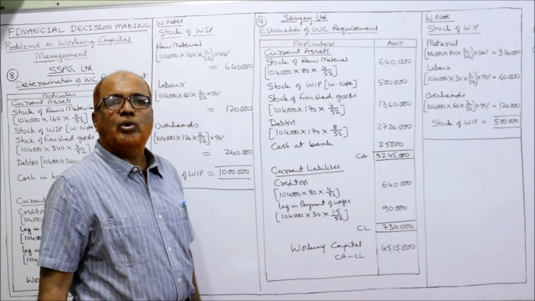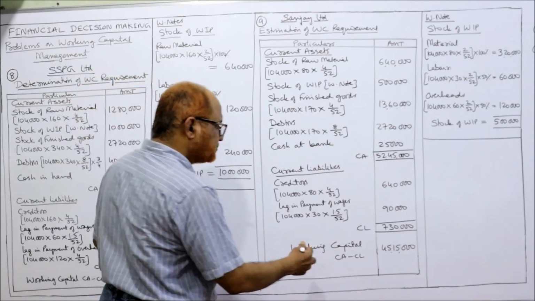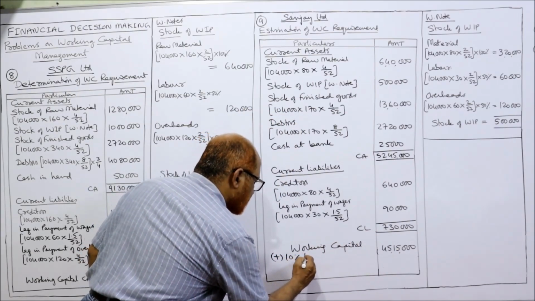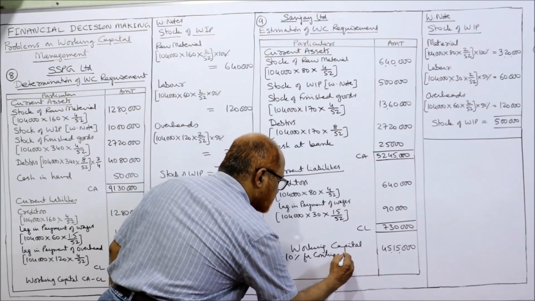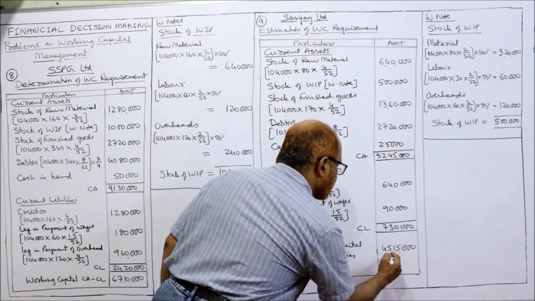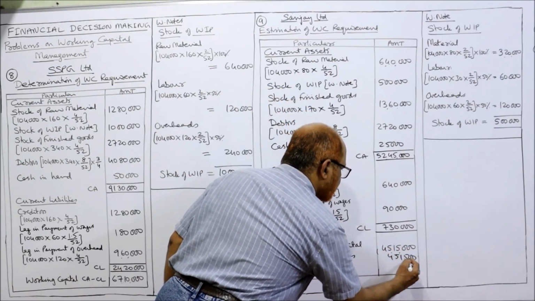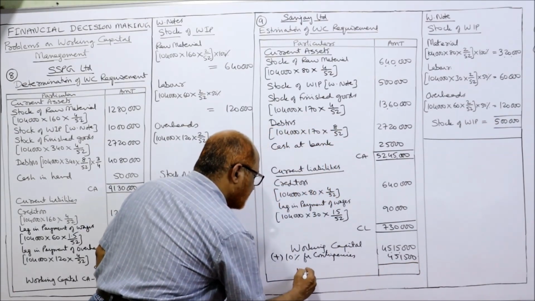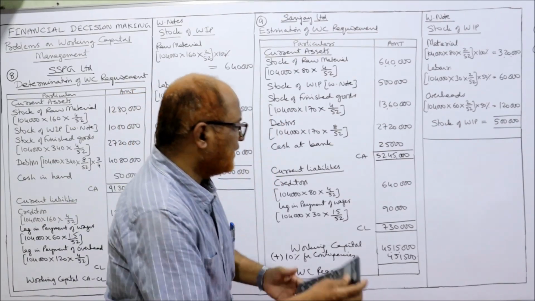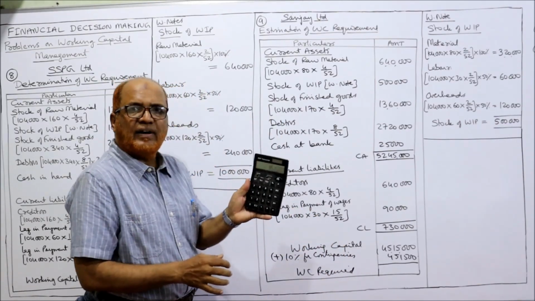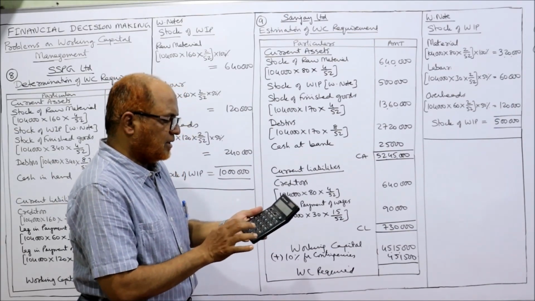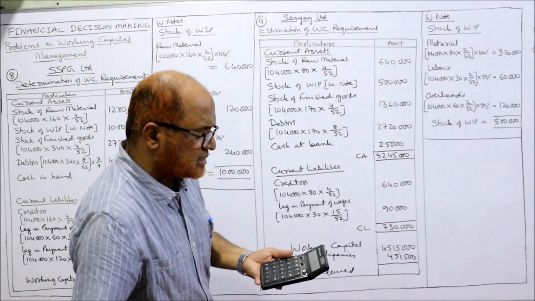Here it is asking you to add 10% for contingencies. So here working capital 45 lakh 15,000, plus 10% for contingencies. 10% is 4,51,500. This is 10%. Then this is the working capital required. Now we add up 45 lakh 15,000 plus 4 lakh 51,500. It comes to 49 lakh 66,500.